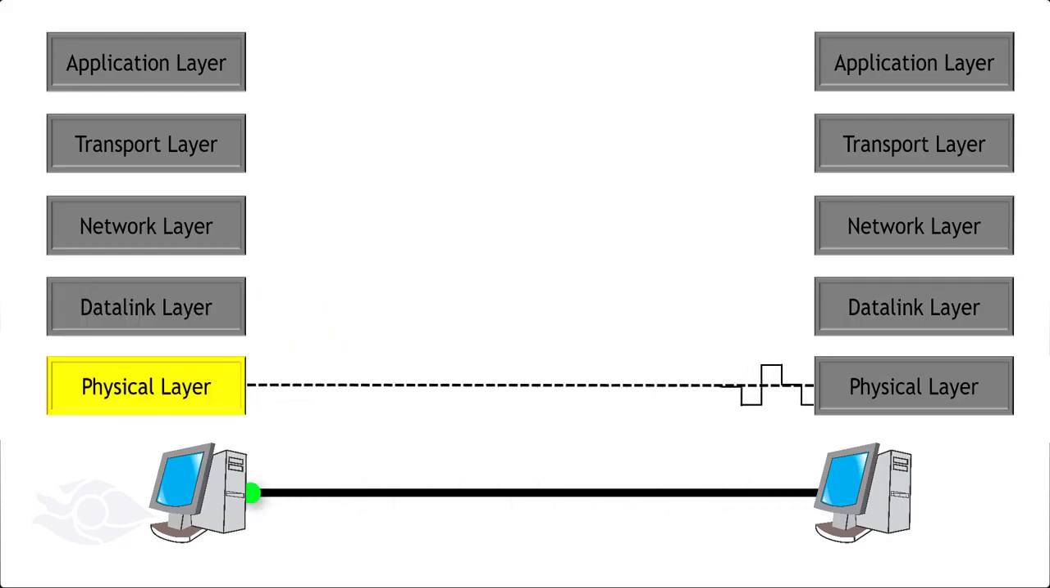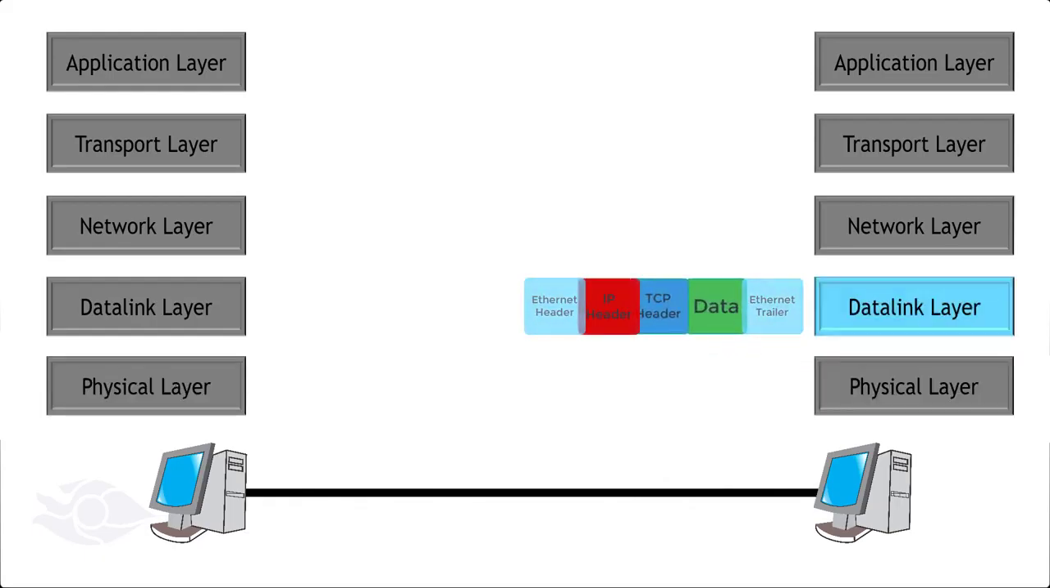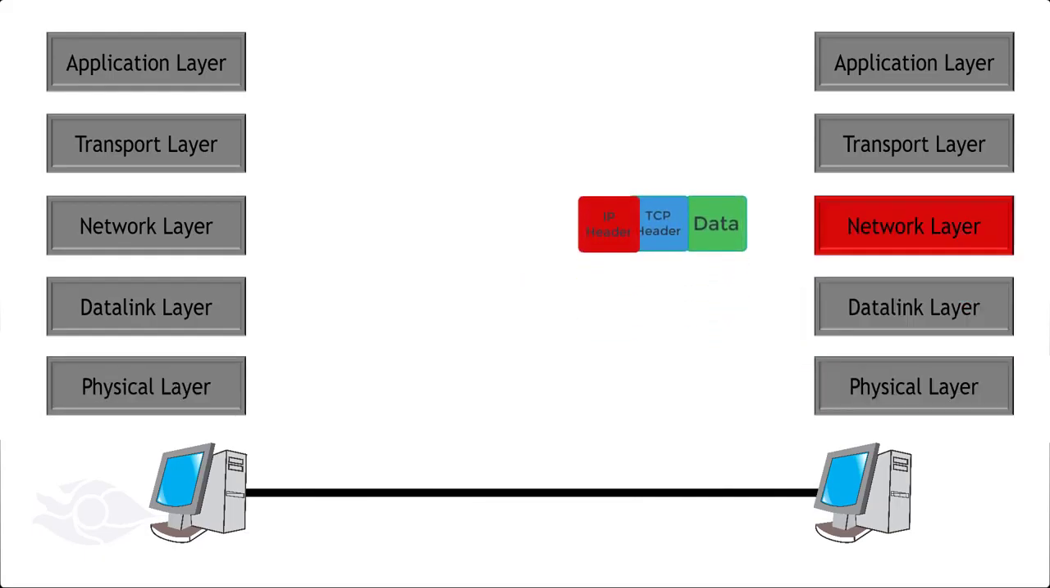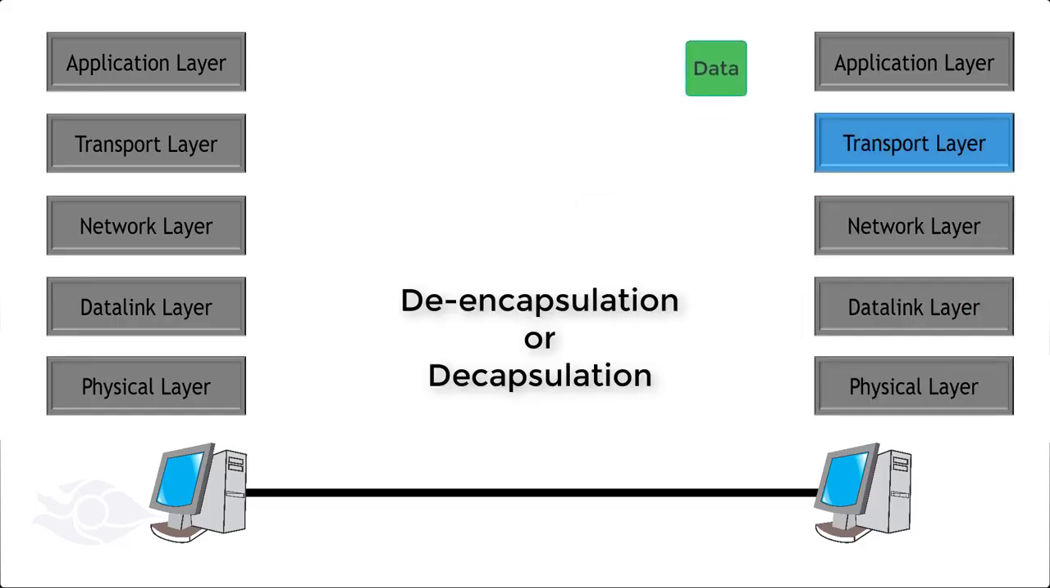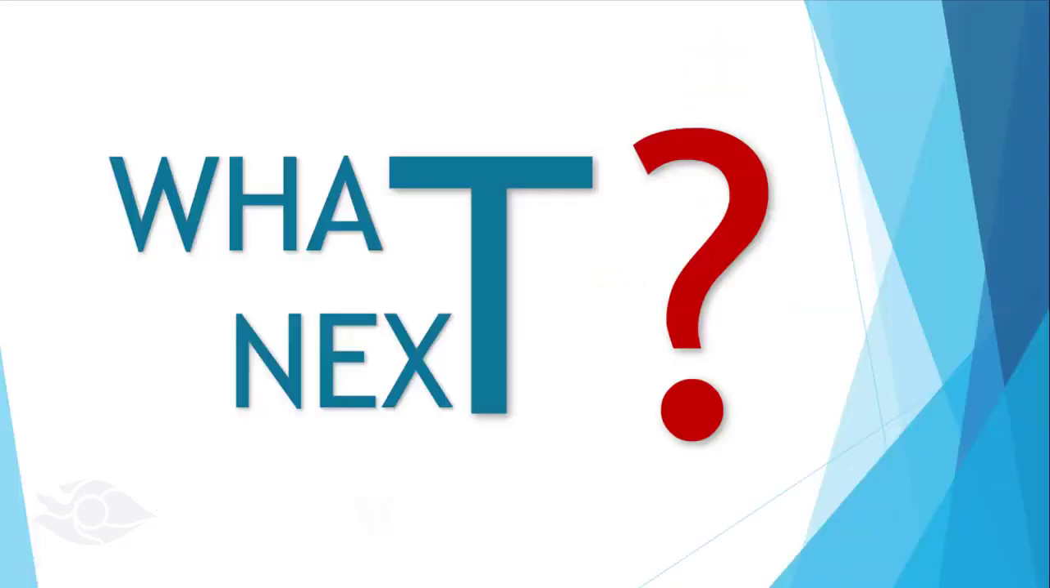When this signal reaches the destination device, the reverse process is done in order to retrieve the original data. This process is called de-encapsulation or decapsulation. Check out the questions on the next slide.